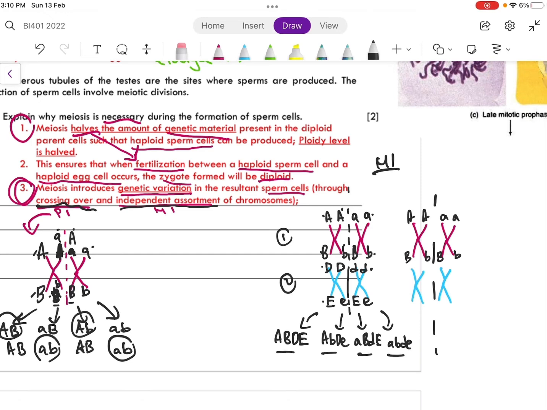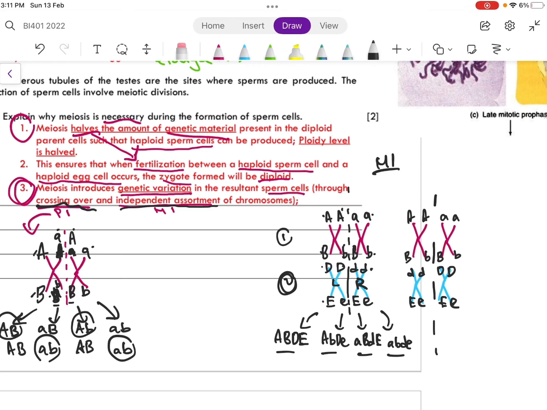sperms. What is independent assortment of chromosomes? It means to say this. Notice that, let's look at pair number 2. Right now, this chromosome is on the left, this chromosome is on the right. But nothing is stopping the chromosome on the right from being on the left-hand side, right? So imagine now it's on the left-hand side. And the chromosome on the left is now on the right-hand side.